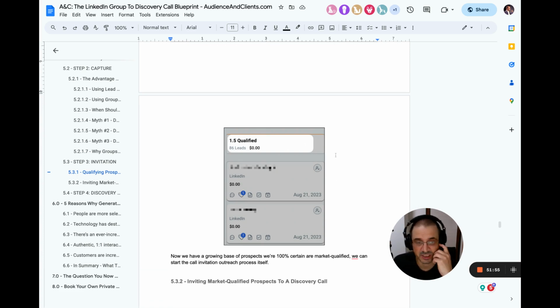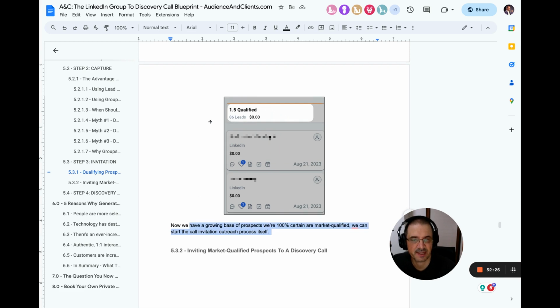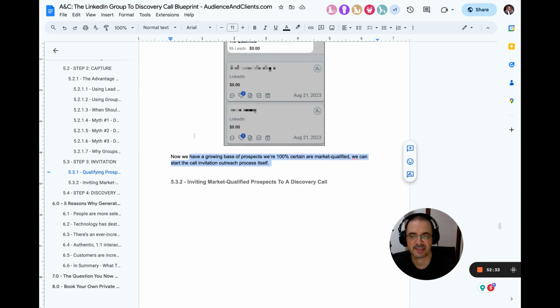Now, again, you could use a spreadsheet to do this, right? You could just copy and paste. Lots of ways of doing this. But at the volume, the scale we're operating at, a CRM really is a tool you should be using, taking people through different stages in your sales funnel and sales process. And so one of the early stages here is they're qualified. These people are qualified for a call. And now we have a growing base of prospects that we are 100% certain are market qualified, and we can start the call invitation outreach process itself. So these are 86 people here. They're qualified. They are ready for us to reach out to them, invite them on a call whenever we decide to do so. So let's talk about that next step.